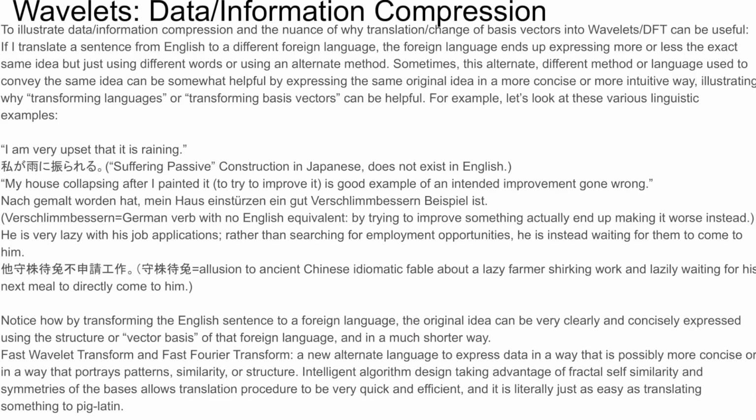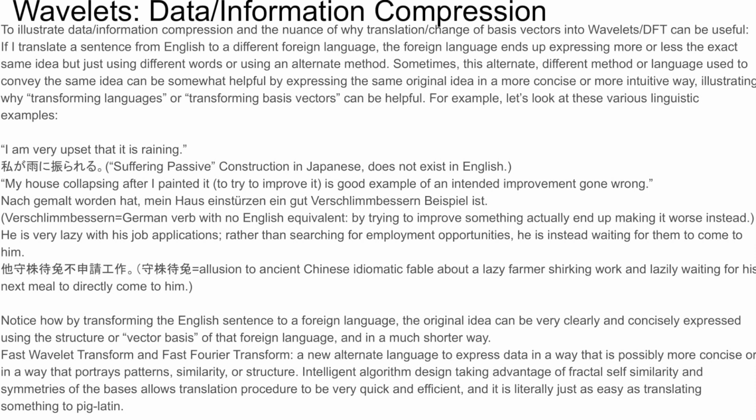To illustrate data or information compression and the nuance of why translation or change of basis vectors into the wavelets or discrete Fourier transform domain can be useful, if I translate a sentence from English to a different foreign language, the foreign language ends up expressing more or less the exact same idea, but just using different words or using an alternate method. Sometimes, this alternate method or language used to convey the same idea can be somewhat helpful by expressing the same original idea in a more concise or more intuitive way, illustrating why transforming languages or transforming basis vectors can be helpful.